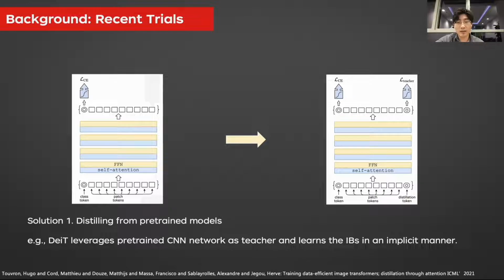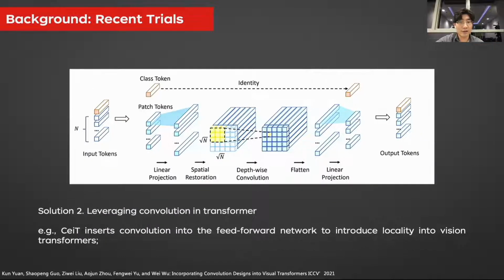Another distillation token is employed and used to calculate the loss with the teacher's output. In this way, the transformer model implicitly learns the inductive bias. The other kind of methods explicitly introduce inductive bias into transformers by using convolution in transformers. For example, CeiT inserts convolution into the feed-forward network to introduce locality into transformers.